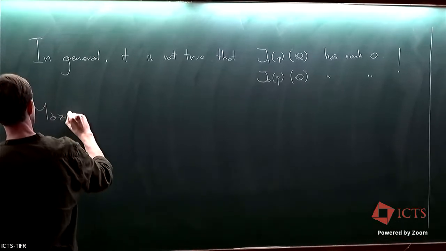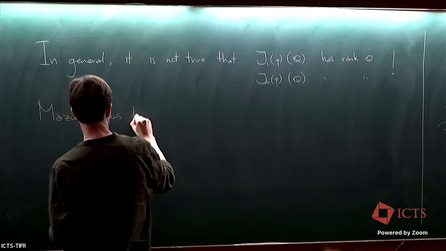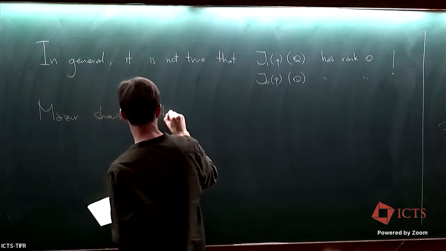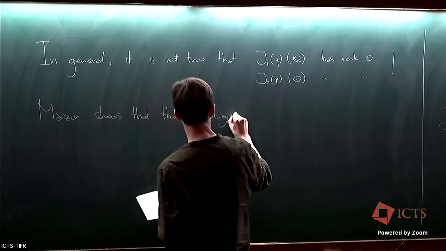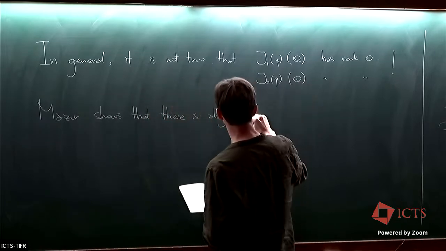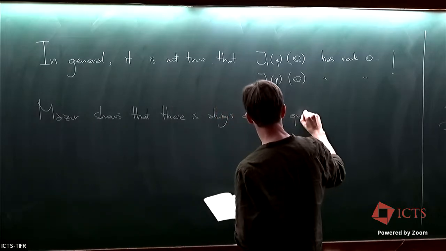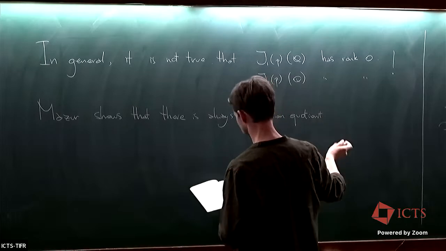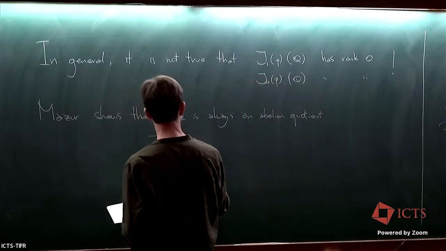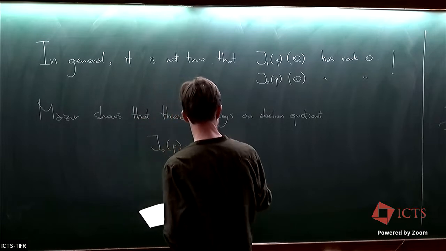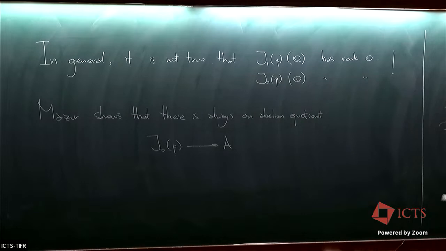So the first thing that Mazur does is he shows that there is always an abelian quotient, meaning of the abelian variety, from J0 of P onto A. So there's a quotient A that does have these properties.